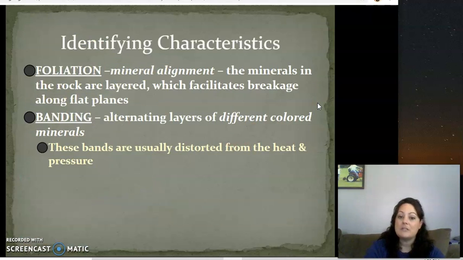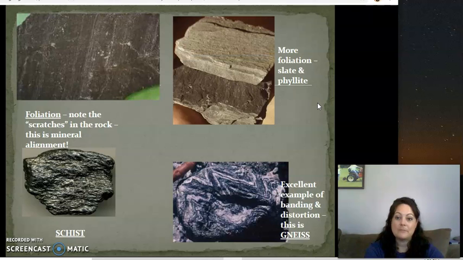The identifying characteristics you're looking for is that foliation, which is the mineral alignment. The minerals in the rock are layered, which facilitates breakage along flat planes. Then banding, which is alternating layers of different colored minerals. And these bands are usually distorted somehow from the heat and pressure. Don't get that confused with the stratification of our sedimentary layers.